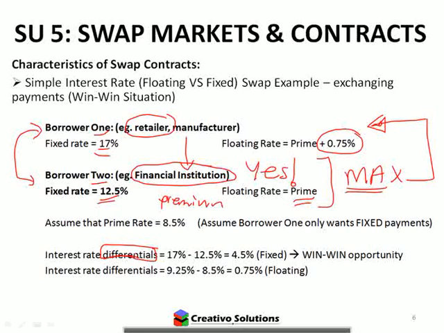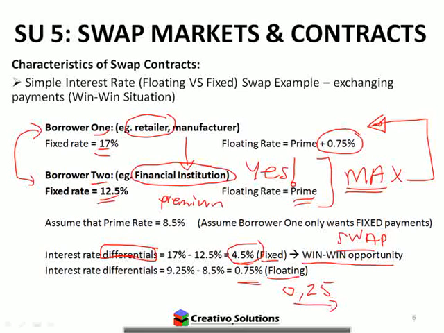Differences in amounts. So here I've got a 4.5 differential between fixed, and I've got a 0.75 differential between floating. Which has the highest differential? The fixed interest rates. The 4.5 being the fixed, and that's why we can use a swap. So swaps will only apply if there's a very big differential. It wouldn't make any sense to enter into a swap with 0.75%. The most you might get away with is maybe 2.5%.